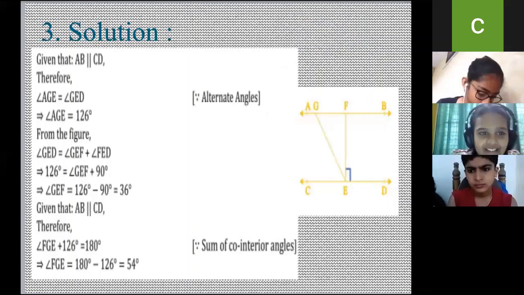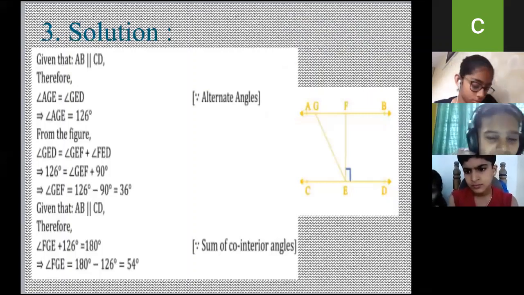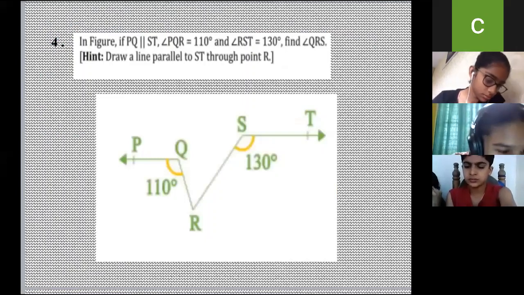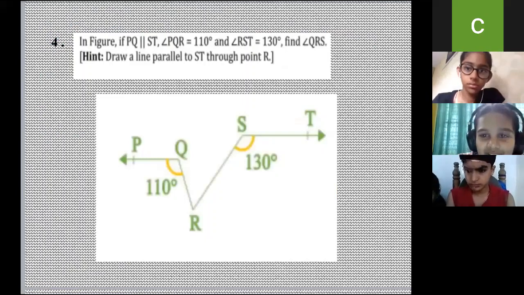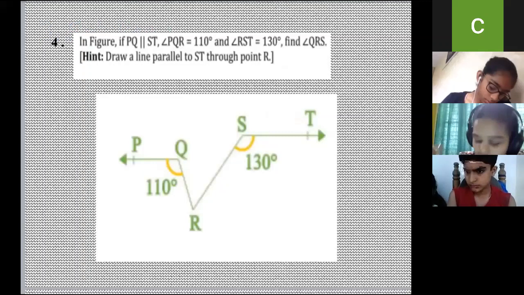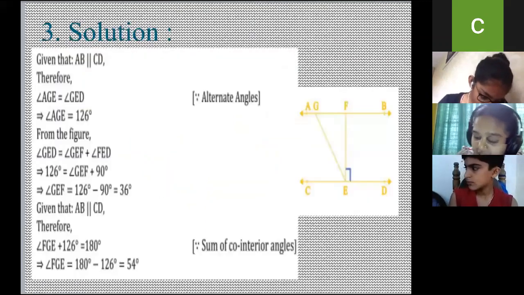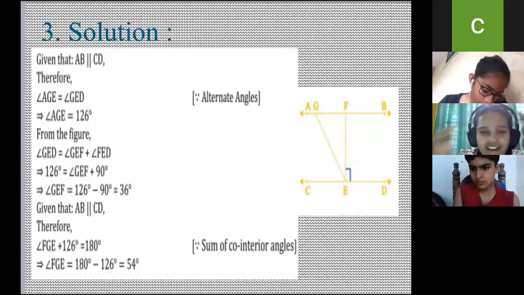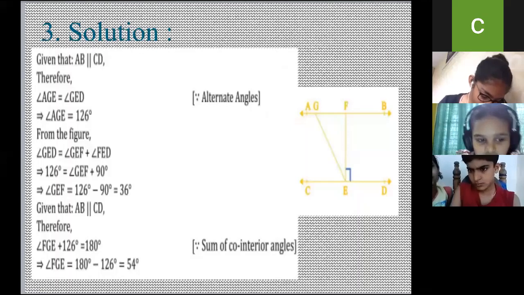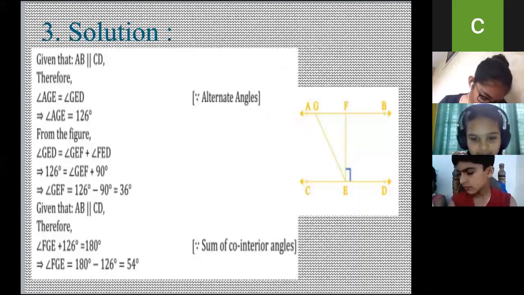Kalpana ma'am, I have a doubt in the previous question. Okay, tell me. How do you find the angle FGE? I didn't understand that. FGE, dear. Okay.